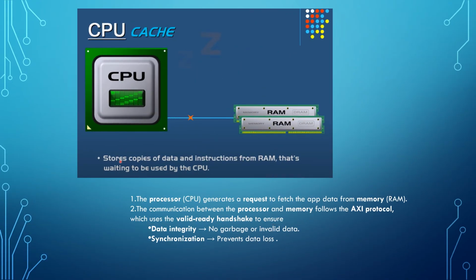So this is our CPU and this is our RAM. The communication between CPU and RAM happens by the AXI protocol. That's why we have AMBA protocols, which ensure that no data is lost. The processor generates a request to fetch the app data from memory. The communication between the processor and memory follows the AXI protocol, as you see here. This ensures data integrity and synchronization, which means no garbage value or invalid data will be sent by our RAM, and it will prevent data loss.